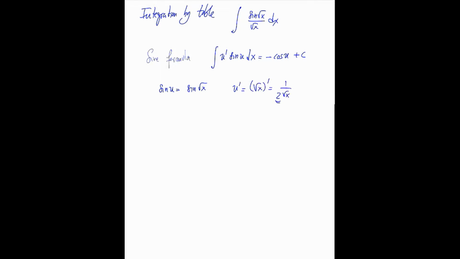So the only thing we're missing is this 2. So we'll do our standard trick and put the sine of root x over root x dx. We need to put a 2, so we put the 2 here, which is in the denominator, and because it's in the denominator, there should be a 2 multiplying outside, and now we have it. So this is 2 times minus cosine of root x, which is minus 2 times cosine of root x plus c. Don't forget plus c.